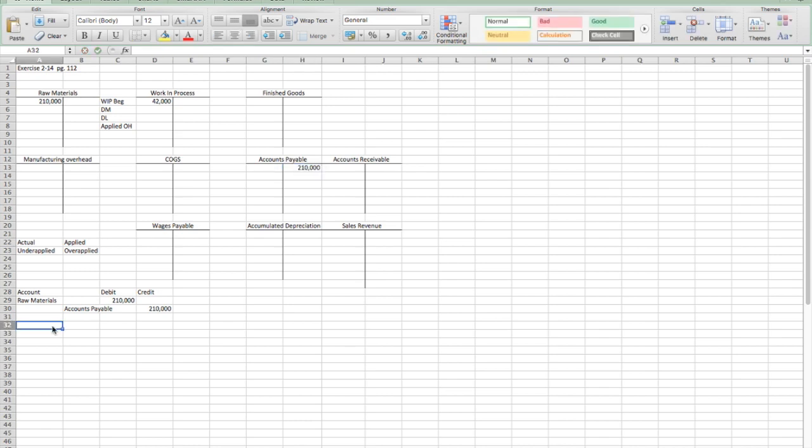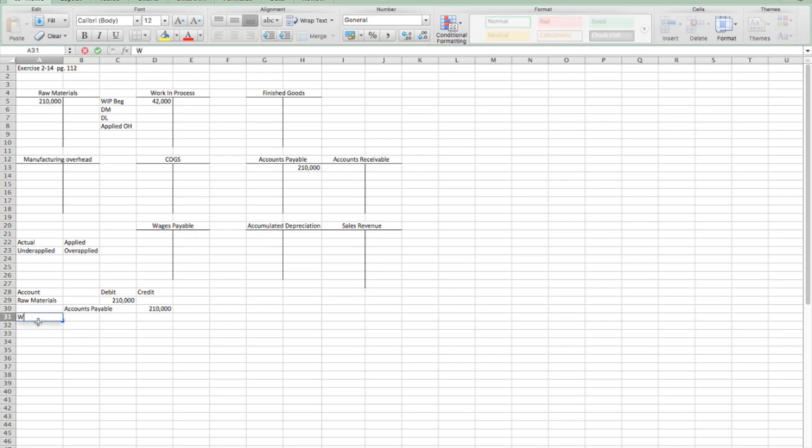B says raw materials used in production 190,000, 178,000 was direct materials, and 12,000 was indirect materials. So now we're taking some of this, not all of it. We're going to credit it and take it out and use part of it in the work in process, but we only want to use our direct materials in work in process. And we know that indirect materials are still a product cost, but they're not direct, but they're still a product cost, so they'll go into manufacturing overhead. So that 12,000 of indirect materials will go to manufacturing overhead.